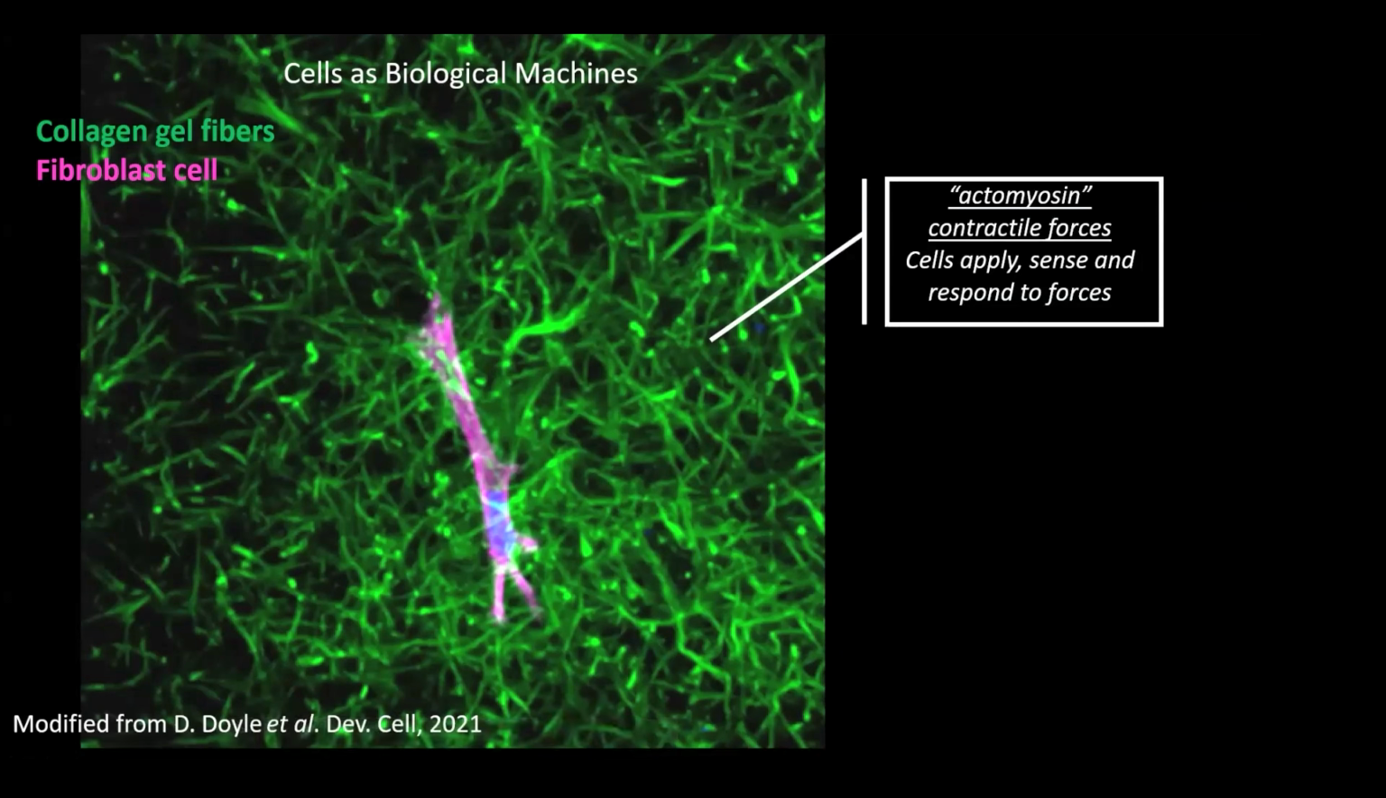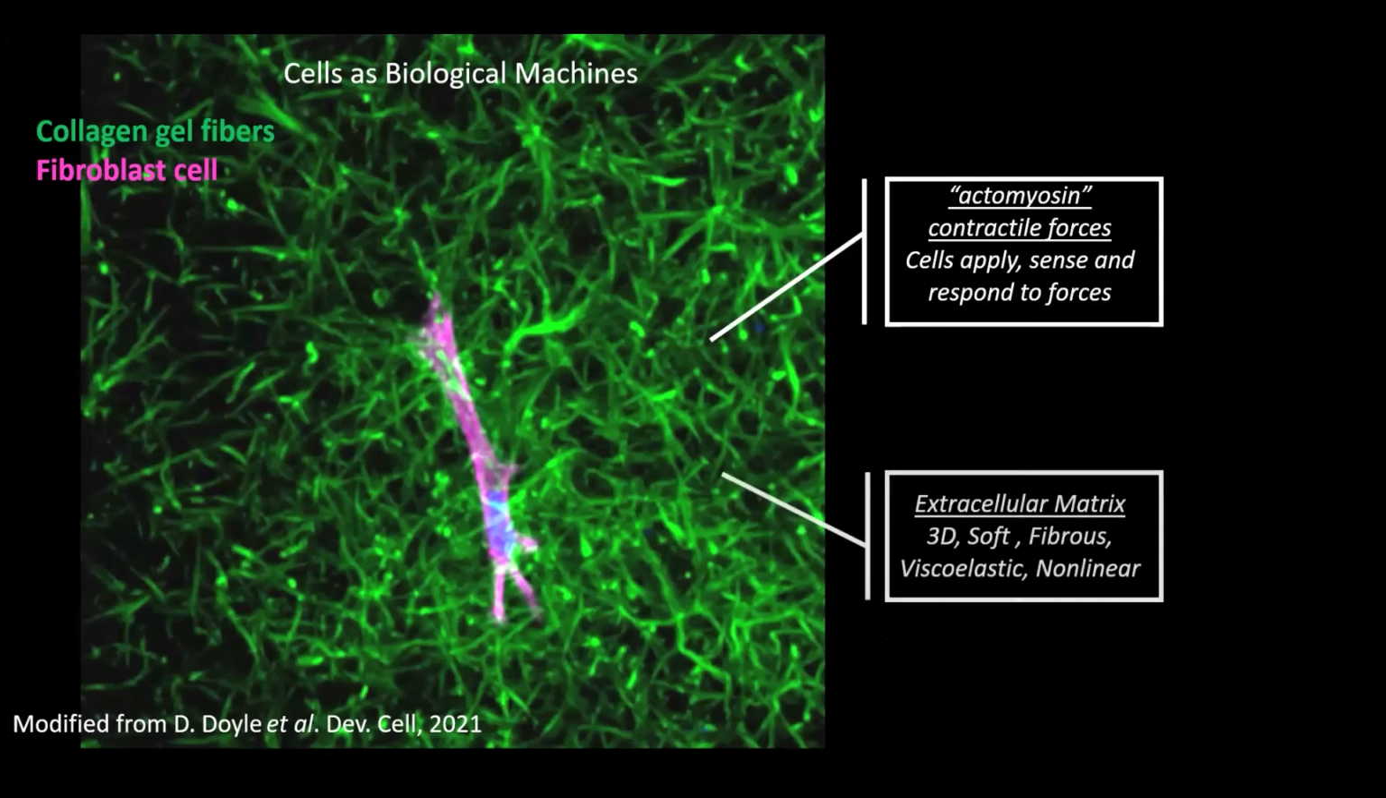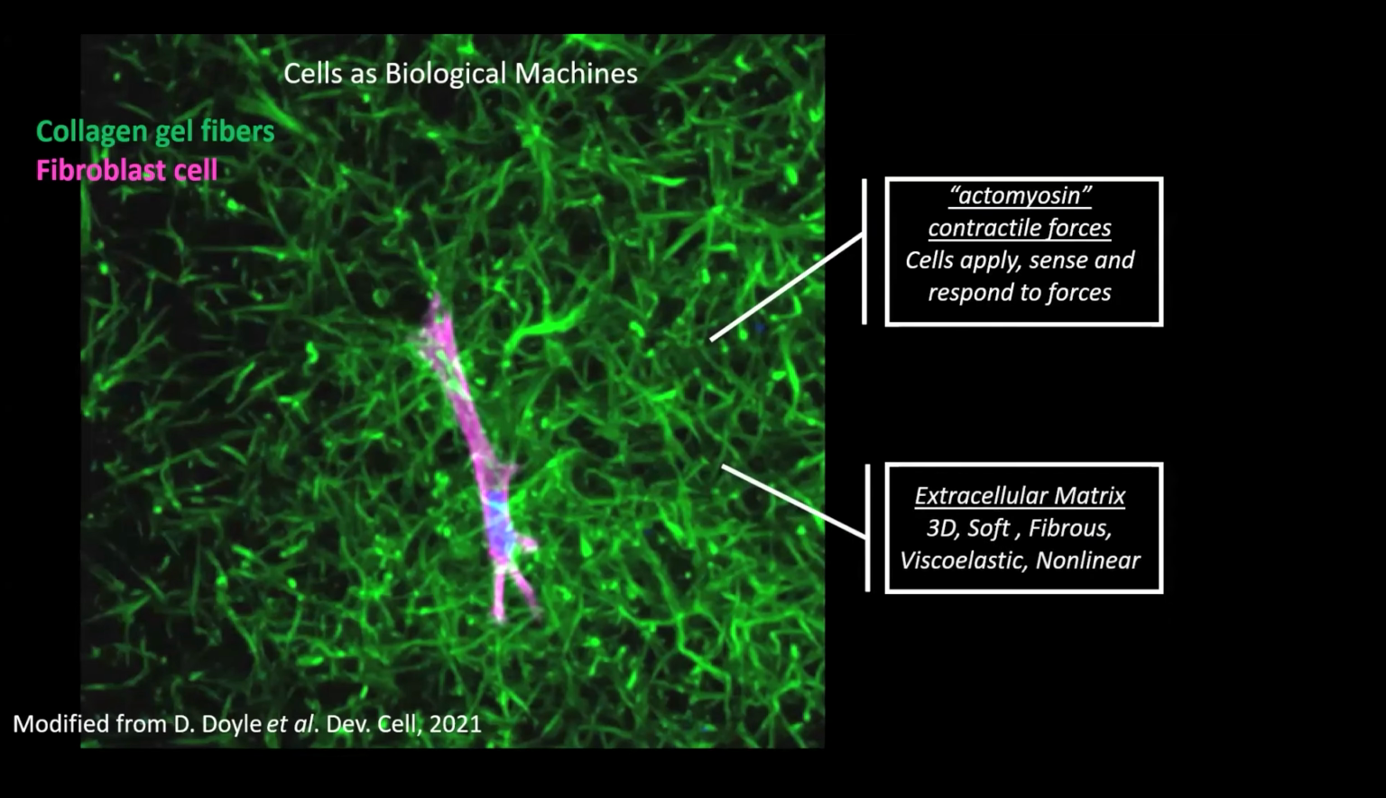So for us, it's a great mechanical system. First, because the cells apply forces, and second, because this ECM environment, or this reconstituted collagen gel in this case, has actually very interesting mechanical properties. First, it is very often 3D. It's a very soft gel. It's made of fibers, which give rise to very interesting mechanical effects. It's highly viscoelastic and non-linear, which I'm not going to get into in depth, but the nonlinear properties are actually quite important. I will maybe mention it a little bit later on.